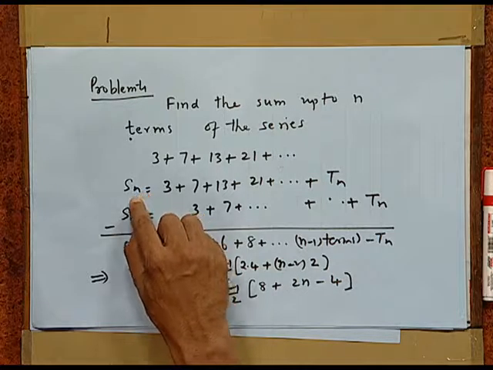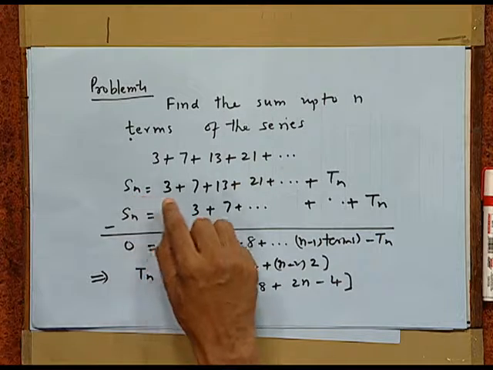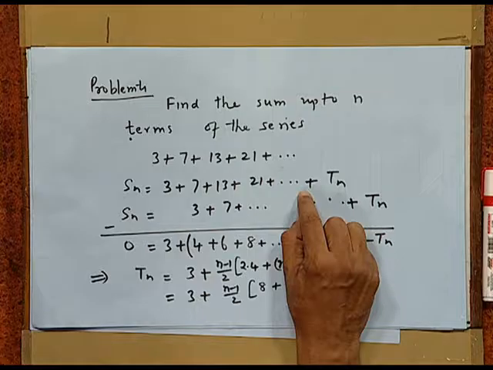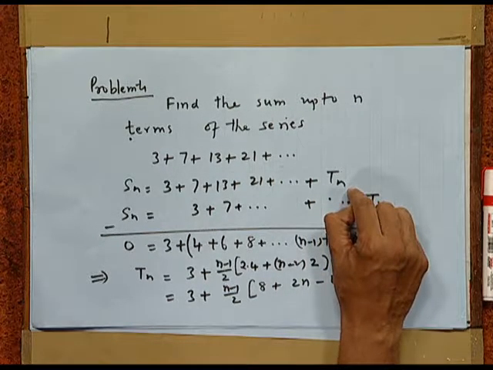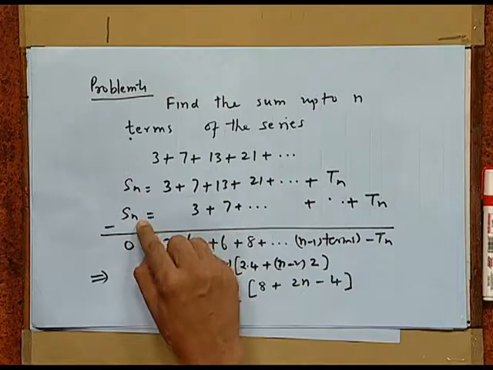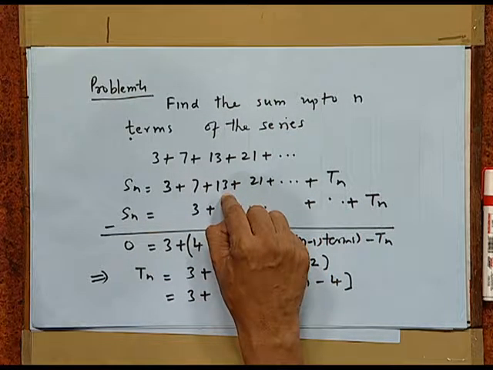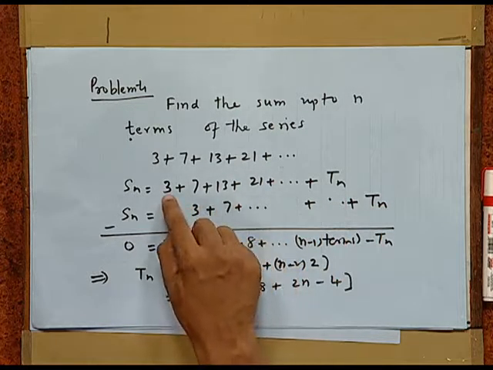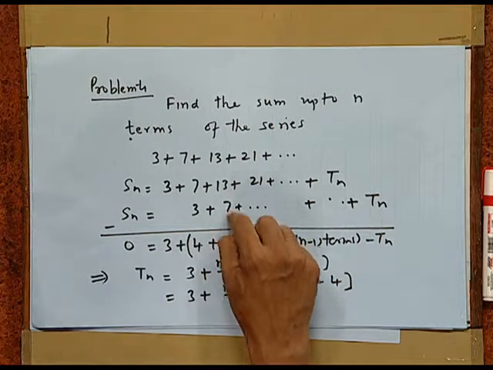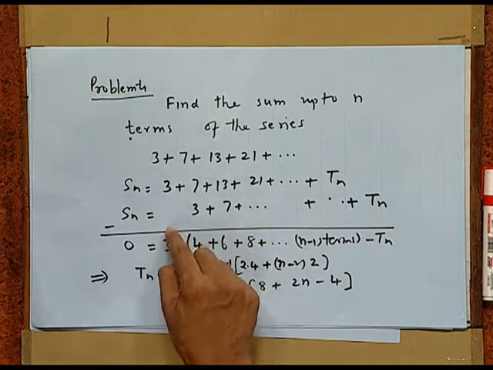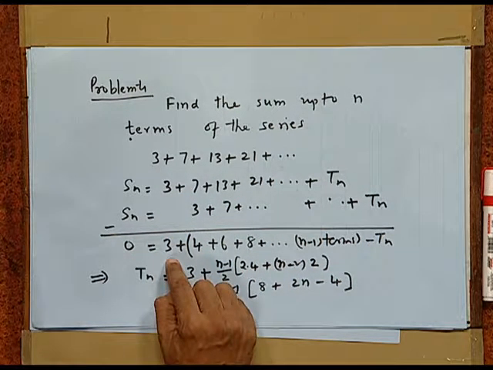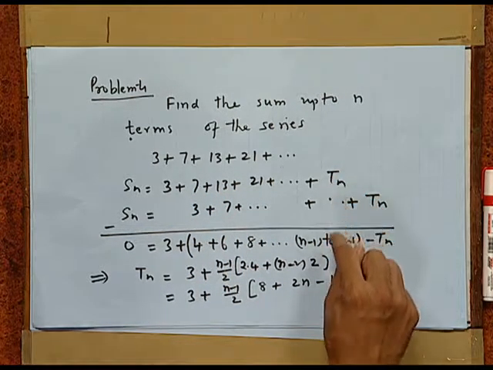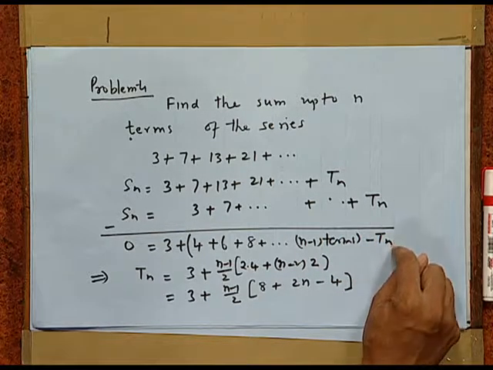We assume S n, that is the sum of n terms, to be 3 plus 7 plus 13 plus 21 and so on, and because we don't know the nth term, we write it as T n. Now we subtract the same thing from S n with a slight shifting of the terms. So our 3 comes underneath 7, 7 comes underneath 13 and so on. When we subtract this, we get 0 is equal to 3 plus 4 plus 6 and so on up to n minus 1 terms minus T n.